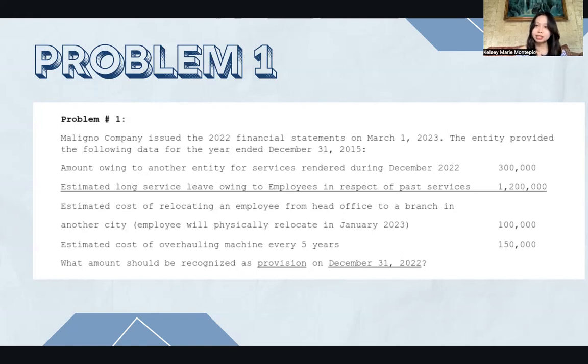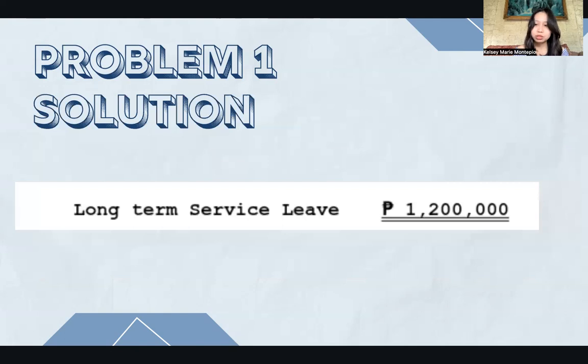I have presented the answer in the next slide, which states a number of 1,200,000, the long service leave of 1,200,000. So why is it 1,200,000?